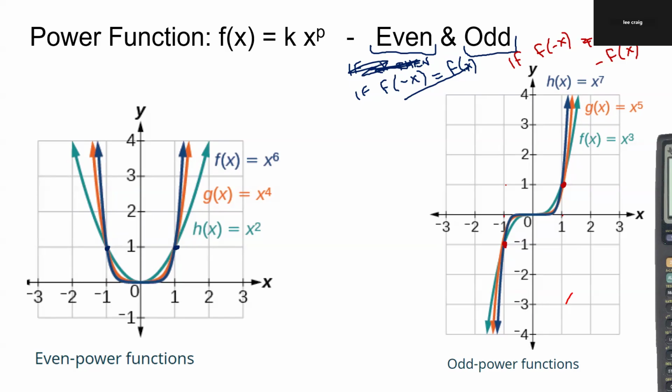You remember that we also had neither functions, which didn't do this or that. So like a square root function, right? That doesn't have anything over here, so it's not even, it's not odd, it's not either.